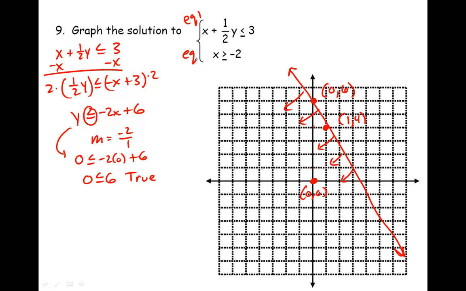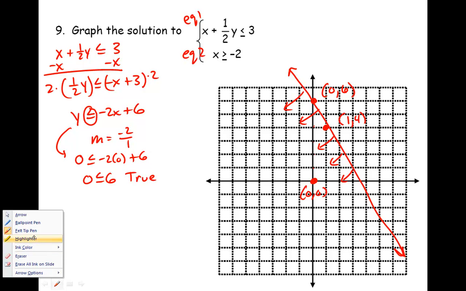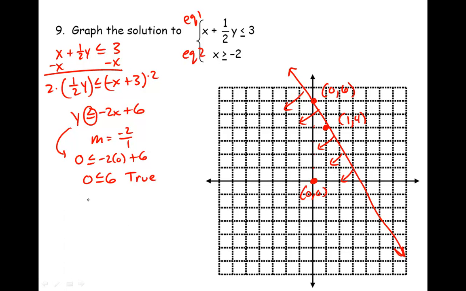Now I want to go ahead and shade equation number 2. So equation number 2 is x is greater than or equal to negative 2. Anytime you just have an x, you need to know that this means that it's going to be a vertical line. This vertical line is going to be at -2. So I go ahead and draw that line at -2. It's solid because it's a greater than or equal to. And since I want all the x's that are greater than -2, that means I'd want to shade to the right.